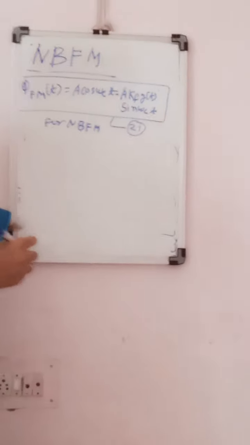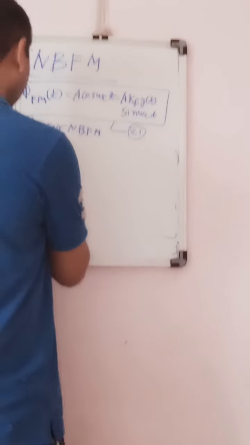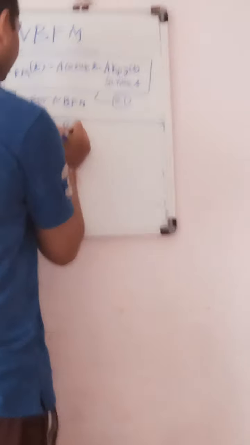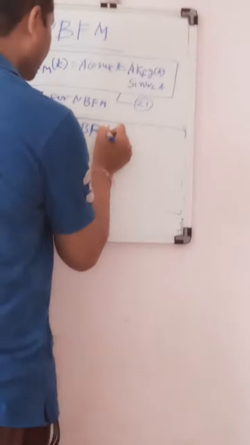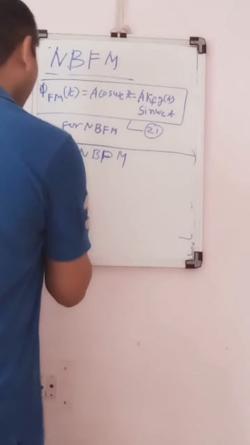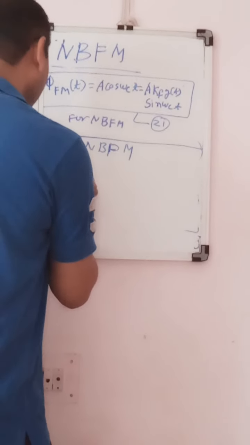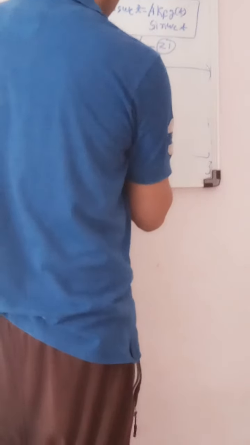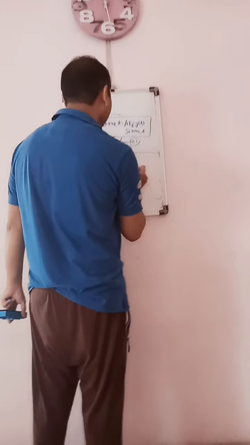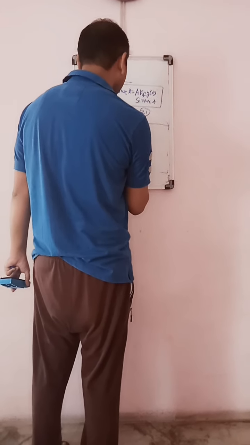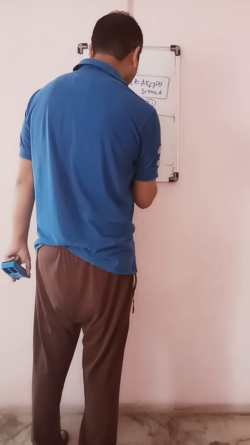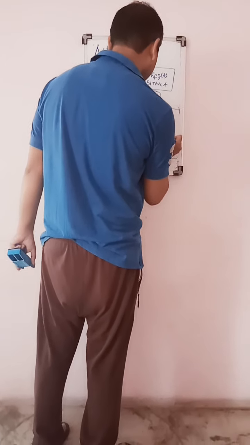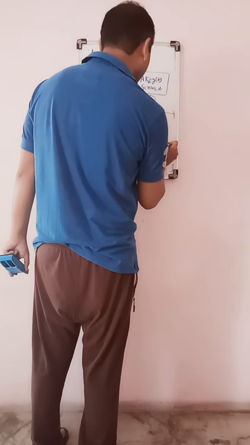Now in the same manner, I'm writing it here, that is for NBPM, narrowband phase modulation, we can find the expression which can be mathematically expressed as psi PM(t) is equal to psi bar PM(t) is equal to A cos omega_c t minus, in place of only the constant will get changed, that is minus A k_p f(t) sine omega_c t. So in the same way, this is equation number 22.